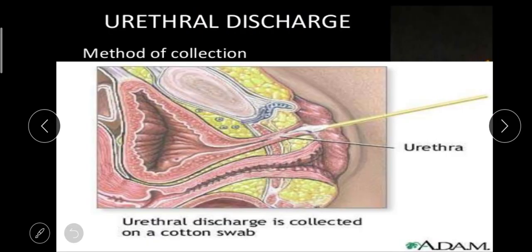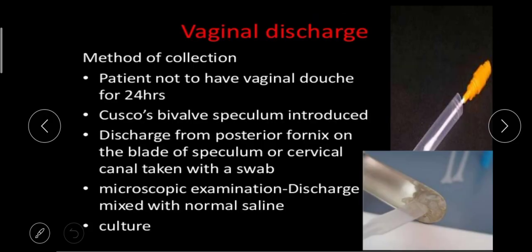Next one is urethral discharge. So from the urethra they are going to collect the urethral discharge and send it for testing. Urethral discharge is collected on a cotton swab for diagnostic purposes.